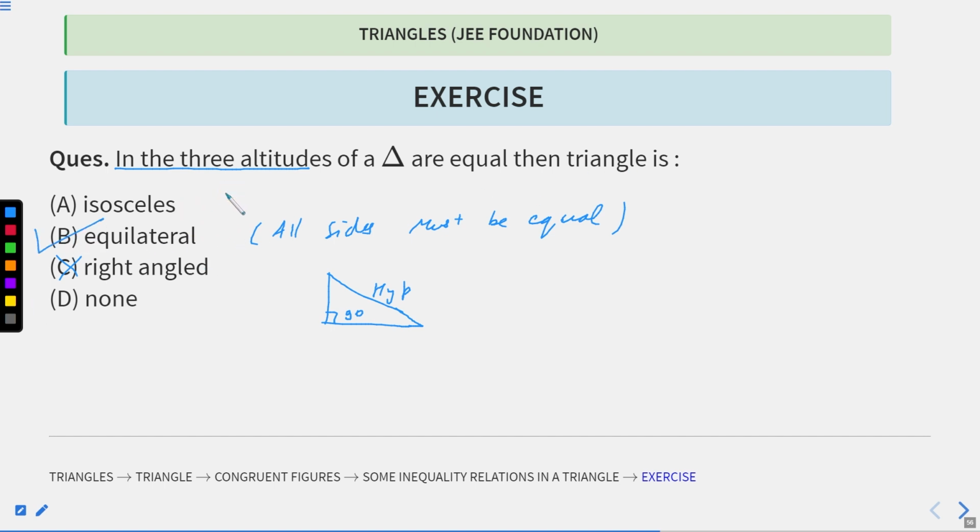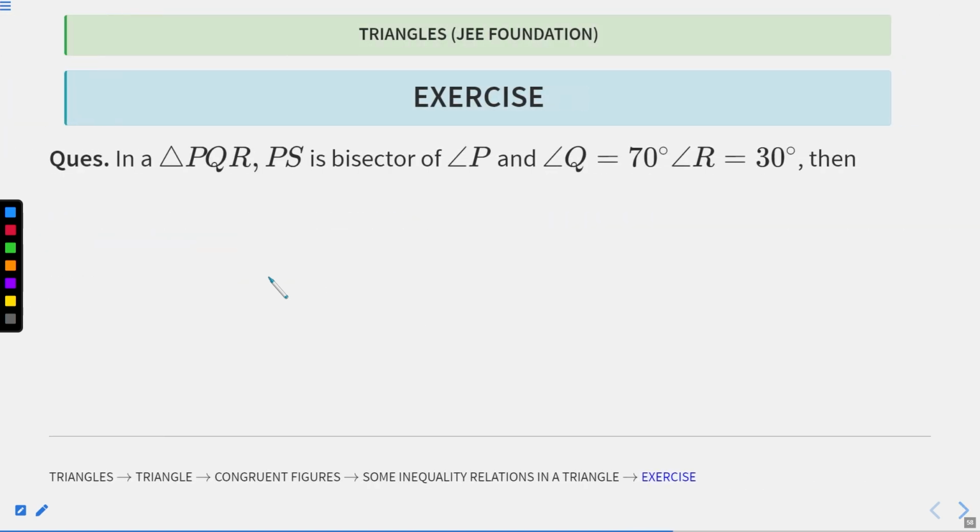So this property only holds in equilateral triangles. If you try to see all sides, they are equal. If you try to see their altitudes, they are also equal in length. I hope this is all clear to you. Let's see the next question. So option B was our correct answer.